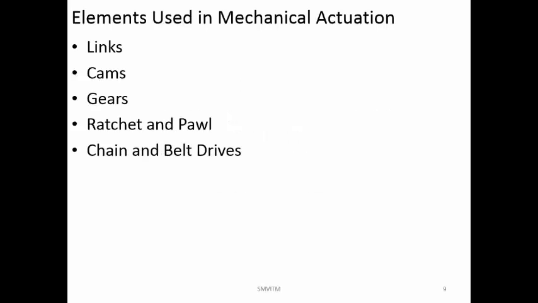Now, what are some of the elements which are used in the mechanical actuation? In mechanical actuation, you will be using links, cams, gears, and a ratchet and pawl mechanism. You can use chain and belt drives, or you can use many other different elements. So, different elements can be used. The basic idea is to transfer motion, to transfer the force in the required fashion.